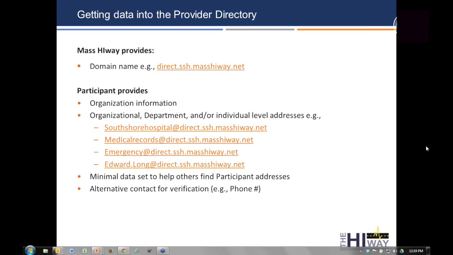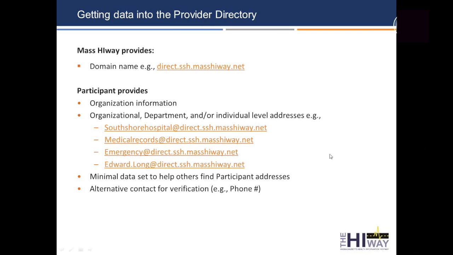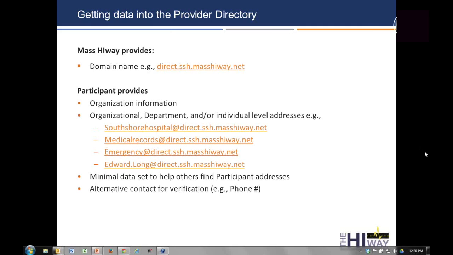So you can set your addresses or your destinations at the organization level, or at a department level, or at an individual level, or any combination of those. In this case, we've got some examples of South Shore Hospital at direct.southshorehospital.masshiway.net. That's an organizational address. Let's say your organization wants to bring everything into a single point and then triage it out, that's one way that you can set up your address.